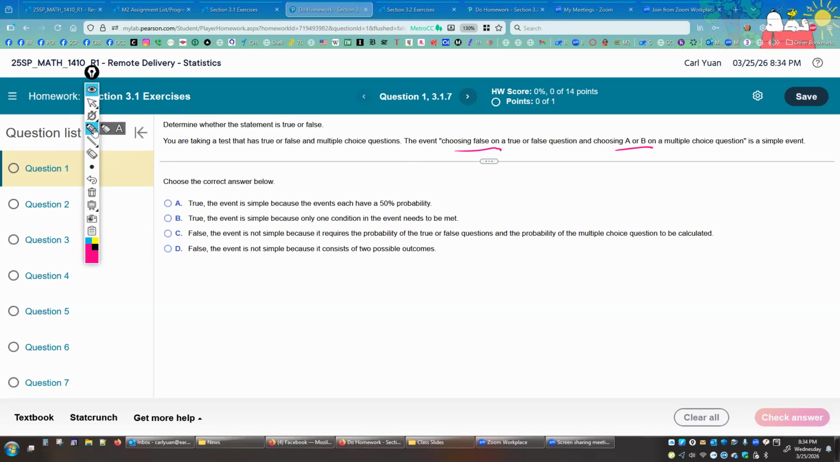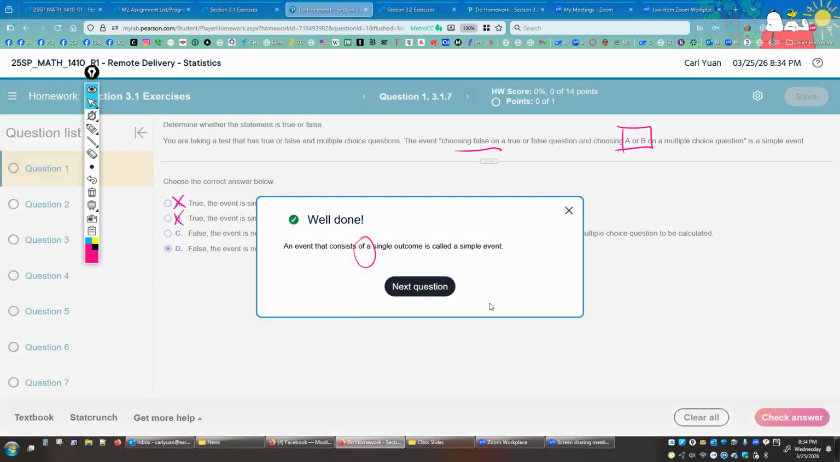It requires the probability of, so we're looking at not A, not B. We have too many things going on. Okay, so the event is not simple because it requires the probability of the true or false question and the probability of the multiple choice question to be calculated. So it's false, because it consists of two possible outcomes. Okay, A or B. That's the deal breaker. So I'm going to do D.